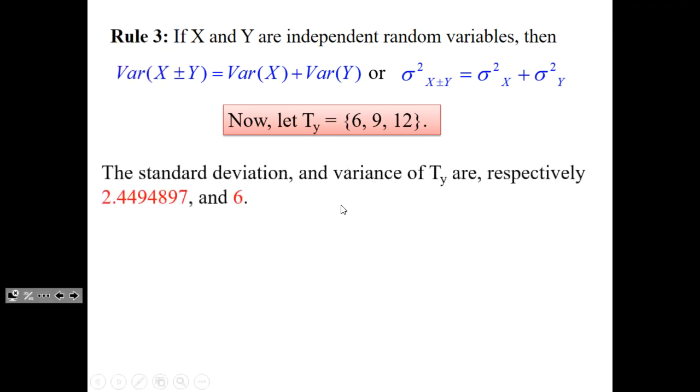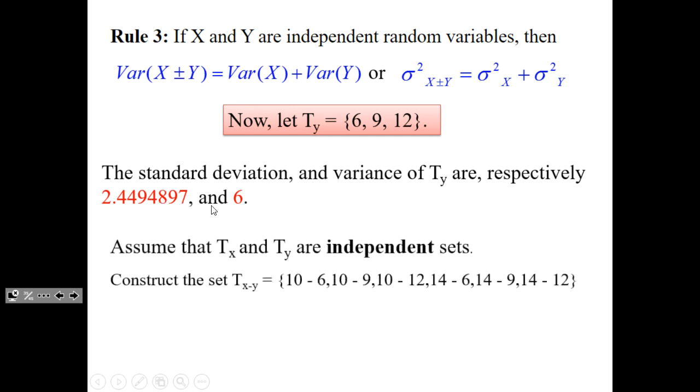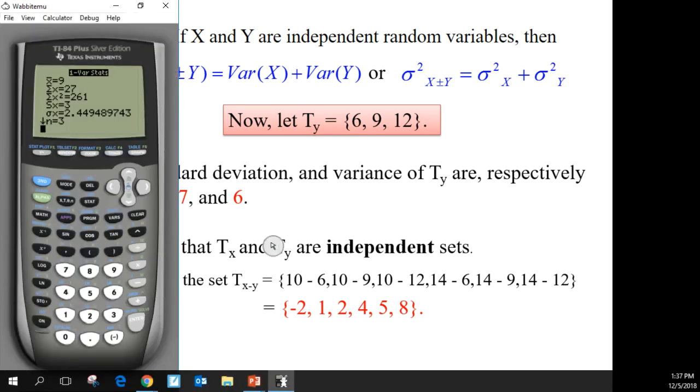So my standard deviation and variance are 2.4494897, and they're 6. If they're independent and I subtract them, in this case 10 minus 6, that's going to turn into negative 2, 1, 2, 4, 5, 8, and we did that. Remember, that's what we had here. Go back into it. We subtract them. That's our L2. Negative 2, 1, 4, 5, 8, and there's our 2.